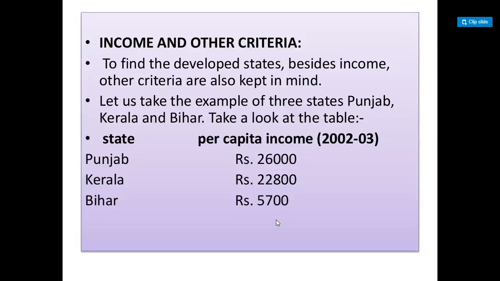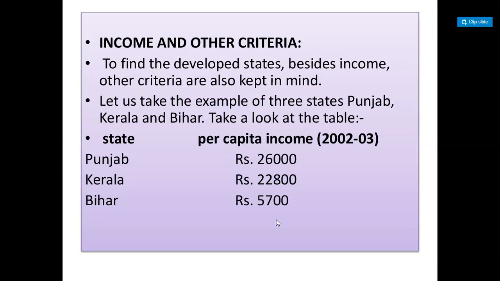Income and other criteria. Now, not only income, there are other criteria also to decide whether the country is developed or developing. To find the developed states, besides income, other criteria are also kept in mind. So here, let us take the example of three states: Punjab, Kerala, and Bihar. So here the per capita income, Punjab is 26,000, Kerala is 22,800, and Bihar is 5,700. This is according to 2002-2003. So these are the per capita incomes of these states.